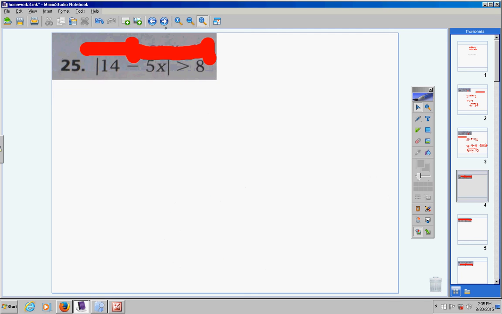Alright, number 25. Step 1, isolate the absolute value. That's already done for you. Step 2, write this as a conjunction or a disjunction. Well, it's pointing to the right, so we know we're going to write it just like it is.